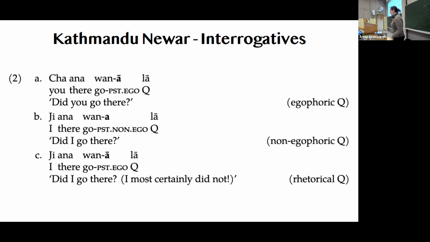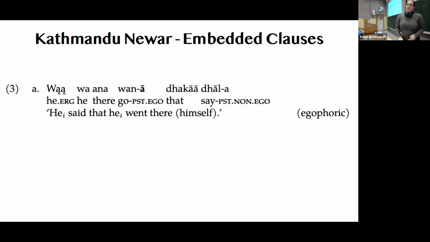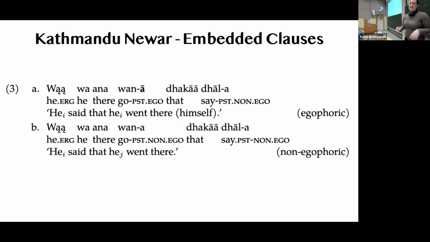If I ask a rhetorical question, however, I will use this marker. So this is again why the perspective is actually important, right? Now, this goes even further if you take it to embedded clauses. So if you have a sentence like "he said that he," where he is the same person, co-indexed, went there, then that will be an egophoric marker. So it's not just a perspective, it's also sort of tracing, like a logophoric marker almost. Whereas "he said that he," but he being some other person, went there, would not be egophoric.